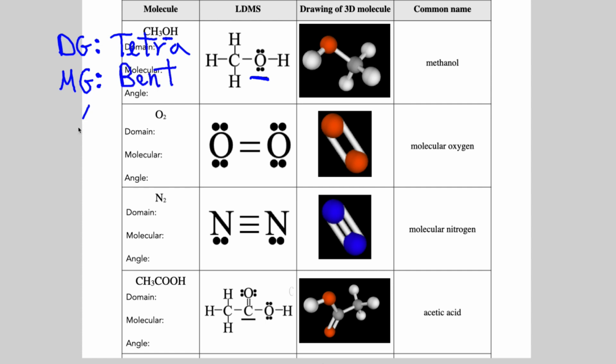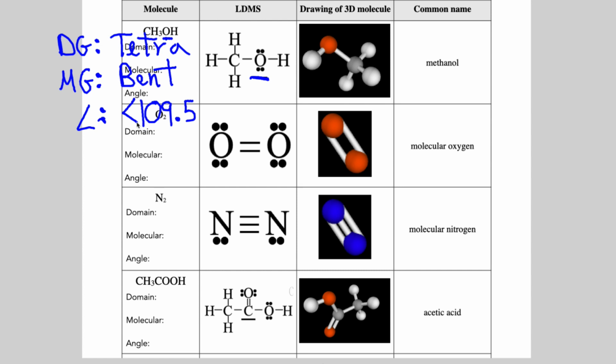And then, what is the angle if it's bent? Well, it starts at 109.5, but does it stay 109.5? It becomes less than 109.5 because of the unbonded electrons. So now, and you're going to need to go back and redo this for number 1 in a minute, there's one more step to your homework assignment.